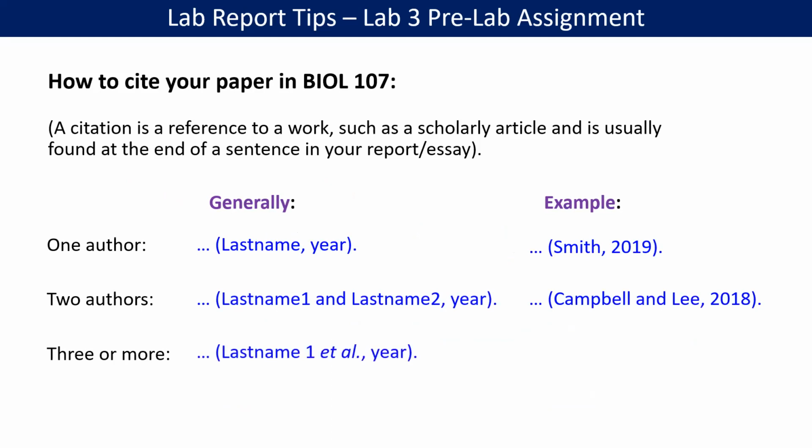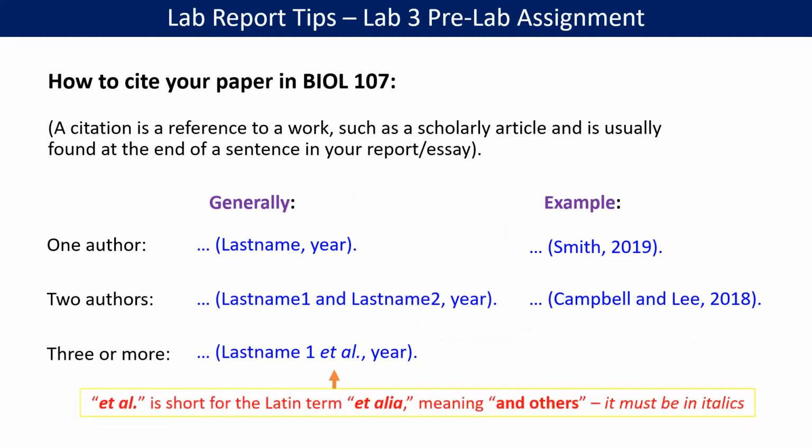And then for three authors, we're not going to write them all out. Actually, some journal papers have 20 authors, so you're not going to write all 20 names out. So usually the idea is when you have 3 or more, you're going to use et al. Et al is Latin, an abbreviation for et alia, which means "and others." Since it's Latin, we're going to make sure it's in italics. You don't always see et al in italics, but this is the format we're using in Biology 107.